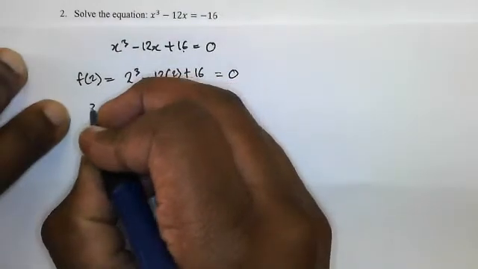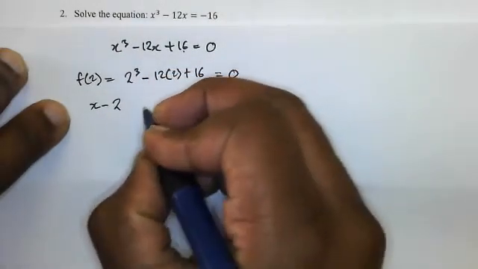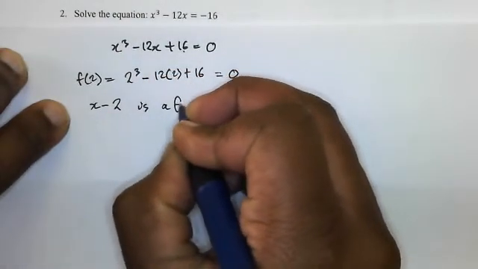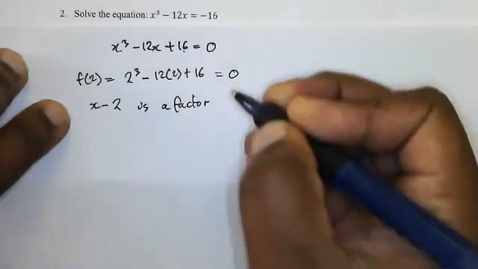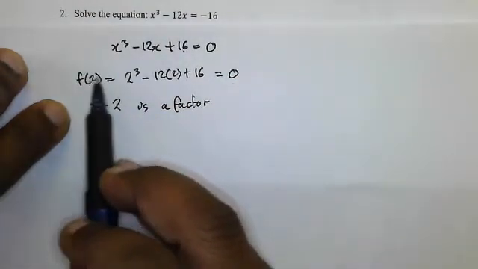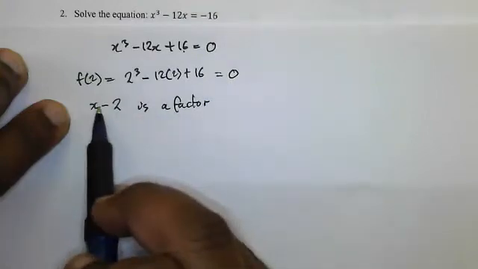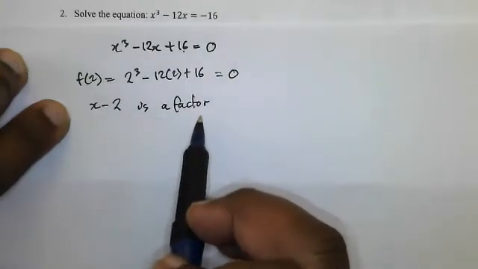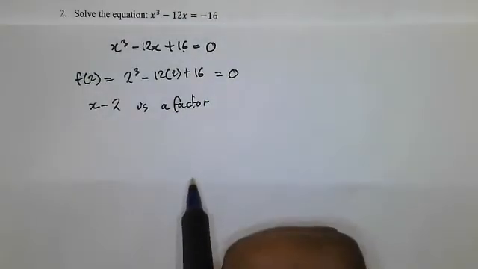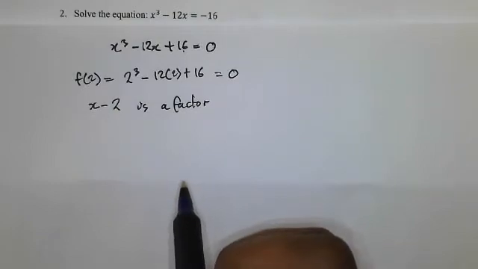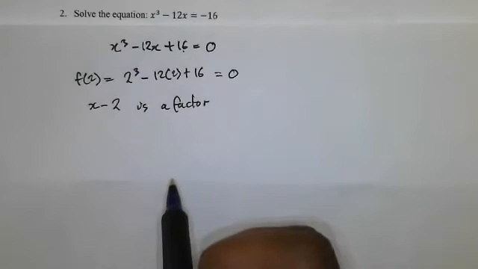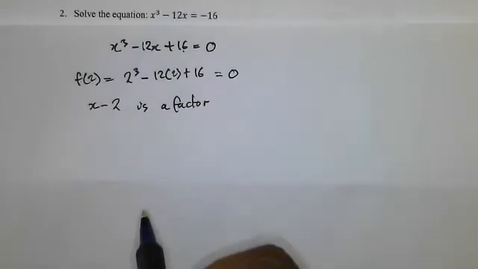So that means our factor is what? X minus 2 is a factor. Why? Remember our factor theorem? If 2 gives you a remainder of 0, then x minus 2 is the factor, according to that factor theorem that we just learned about when we started. Okay, so now we're going to do long division with these.